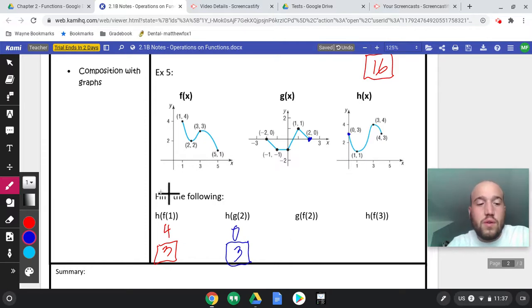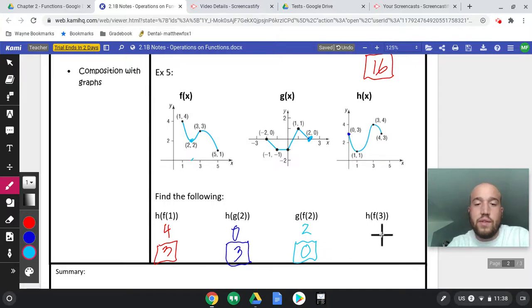So g of f of 2. So on this one, we can find where is f of 2. So on the x-axis, we go over to 2, and right here, the y value is 2. Now g of 2, just like the last one, g of 2 we have here, and we get 0 as our final answer. Okay, and our final one, we're just about done with today's lesson, h of f of 3.